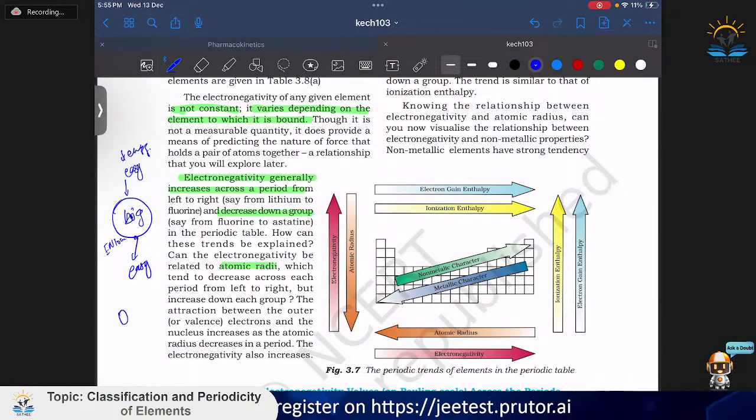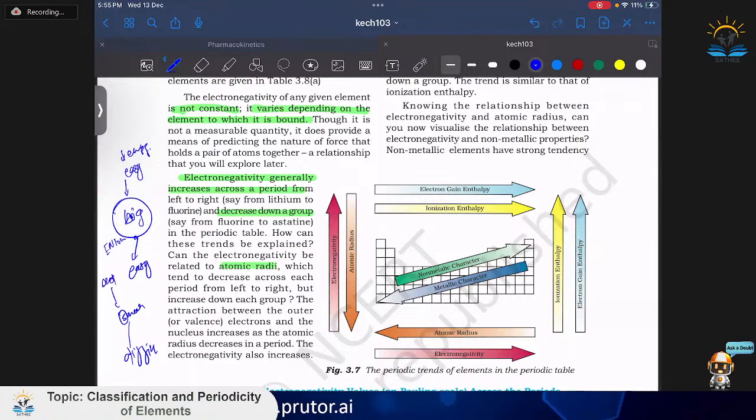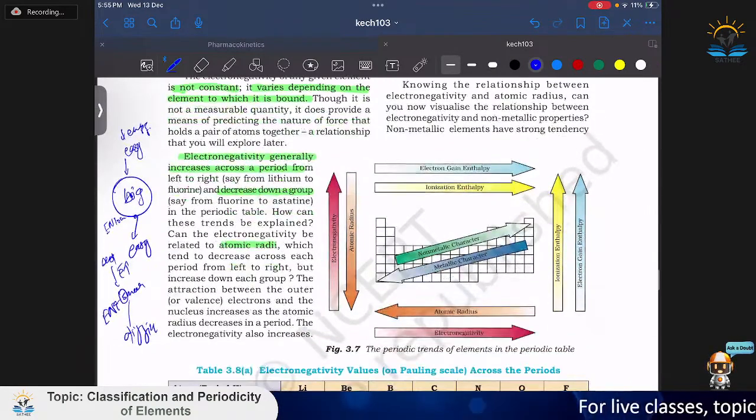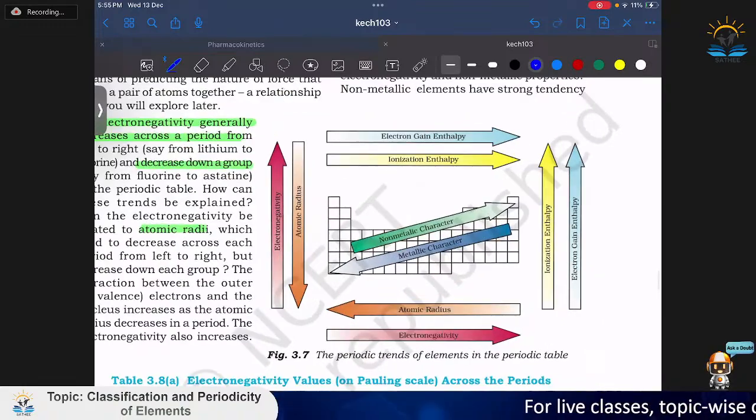If an atom is small, removing is difficult. Putting is easy and more energy is released. EN is also high because the nucleus is very close to the periphery and it can attract the shared pair of electrons towards itself. Now, this is an important picture.